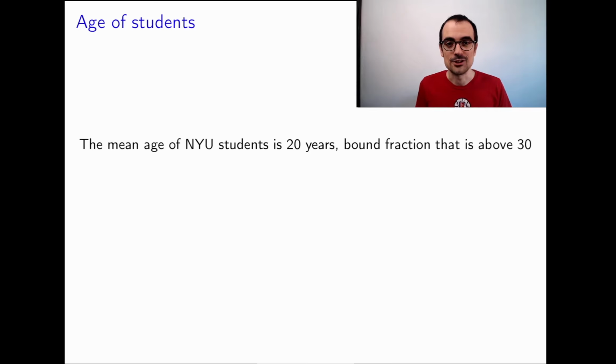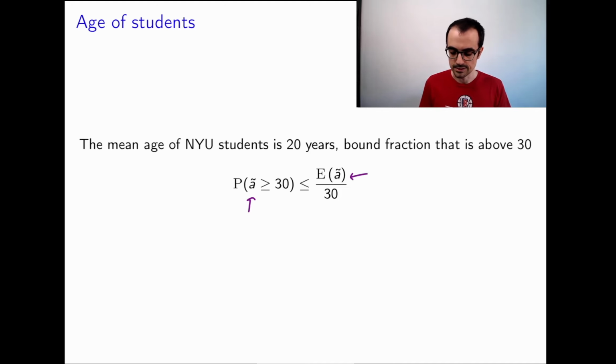Let's do an application of Markov's inequality. The mean age of NYU students is 20 years. Let's bound the fraction of students that are above 30. So we have this random variable a. I pick a student at random. What's the probability that they're older than 30? This is going to be bounded by the mean age divided by 30. The mean age is 20. The probability is at most 2/3. Okay.